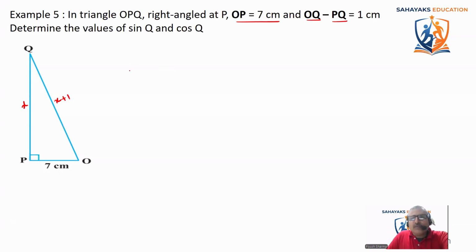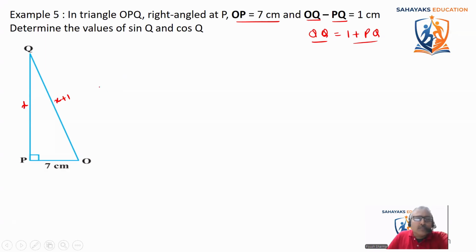Yes or no? They've already mentioned OQ minus PQ. So I can say that OQ is equal to 1 plus PQ. We mentioned that OQ is equal to x, and PQ, sorry, OQ is equal to 1 plus PQ. So PQ is equal to x. So OQ becomes x plus 1.